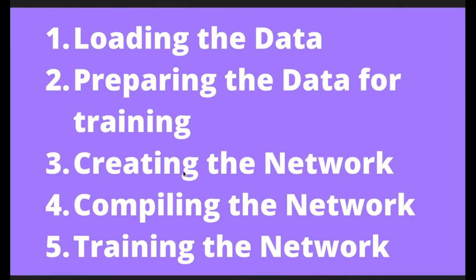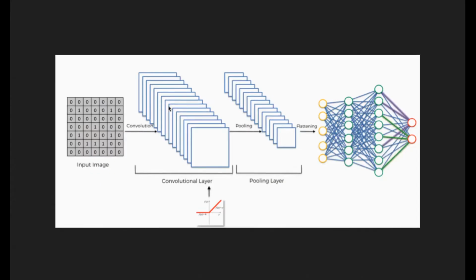The third step is creating the network. So this is the main body of the project. So creating the network. So what is your network? Network is a series of layers. These are neural networks, of course, and I'll explain how they look. So you can see this is a set of neural networks.